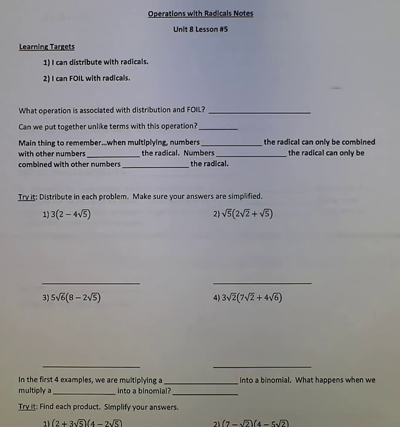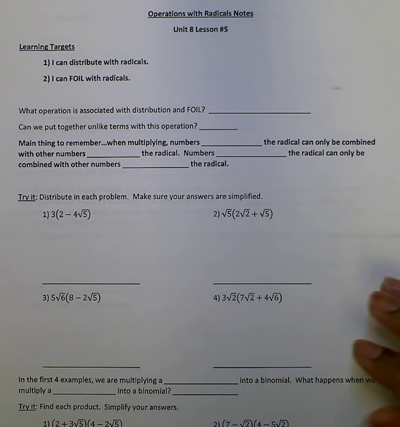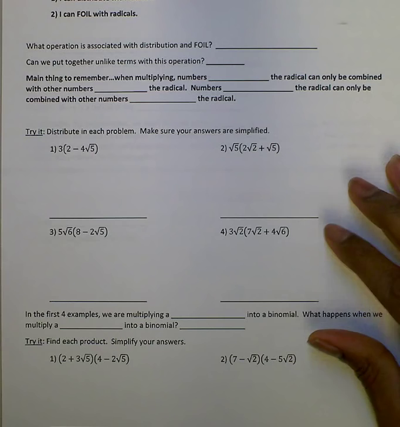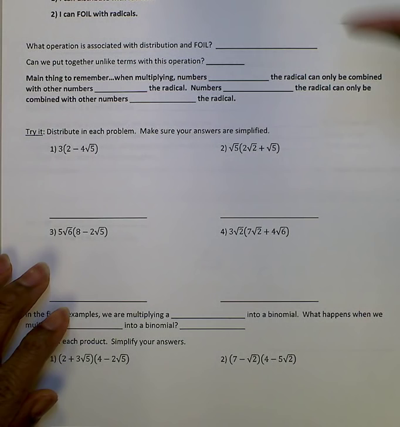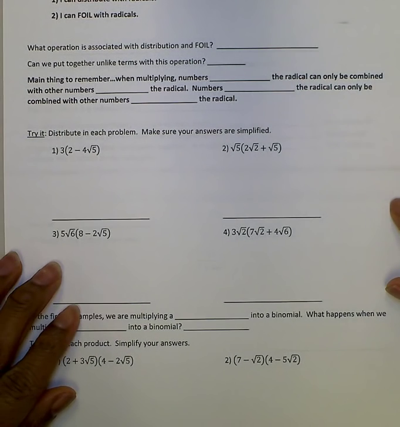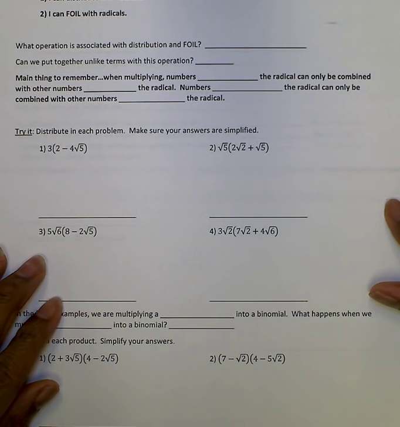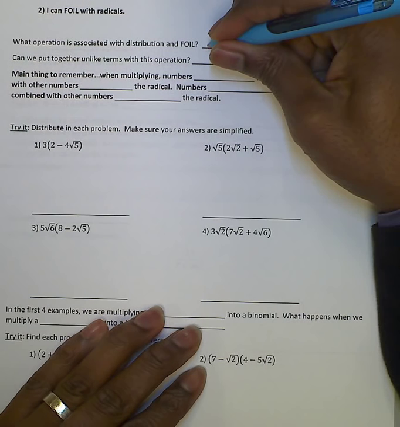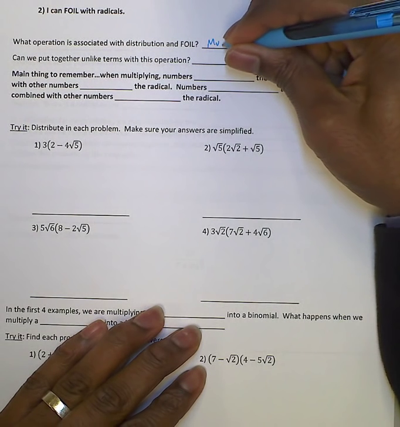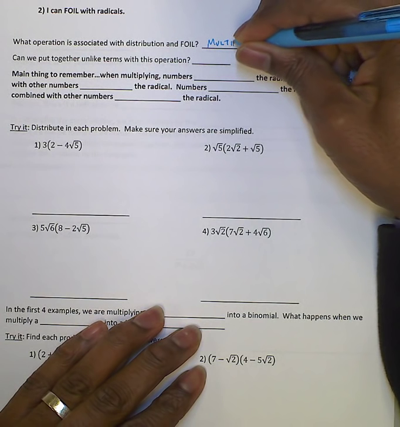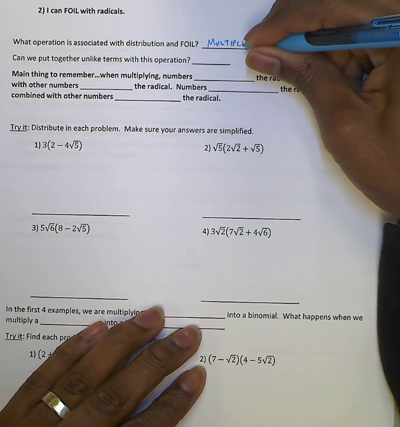Today we are going to deal with operations with radicals. At the end of this video you'll be able to distribute with radicals and you'll be able to FOIL with radicals. Okay, speaking of FOIL, what operation is associated with distribution and FOIL? That operation is multiplication. That's what FOILing means: FOIL and distributing are multiplication. Sorry guys, my handwriting will get better as we go.